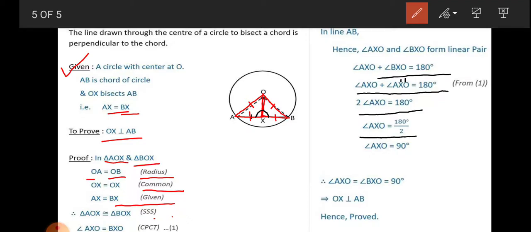Angle AXO is equal to 180 divided by 2. So angle AXO is equal to 90 degrees. So angle AXO and angle BXO are 90 degrees, which implies OX is perpendicular to AB. Hence proved.